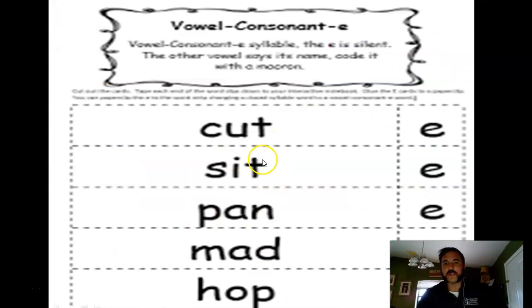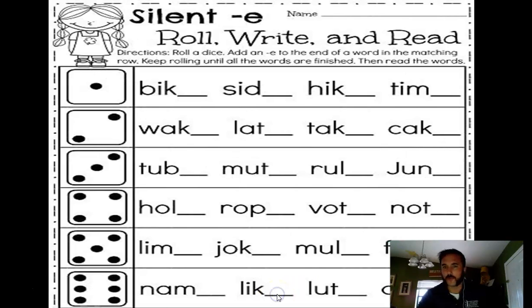This is what we focused on here. If you just have cut, you saw this yesterday, last video, right? Short U sound, but if you add the silent E on there, you change the word to cute, which is correctly what it should be. Again, sit to sight. Change the short I to a long I. And going down the bottom one, you have hop. And then you add the silent E, you have hope.